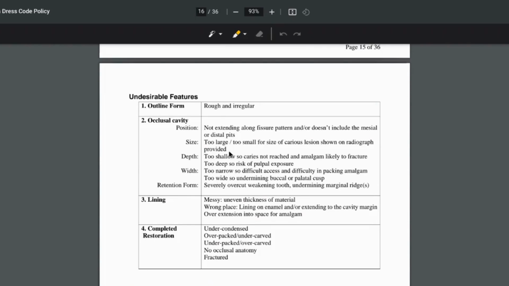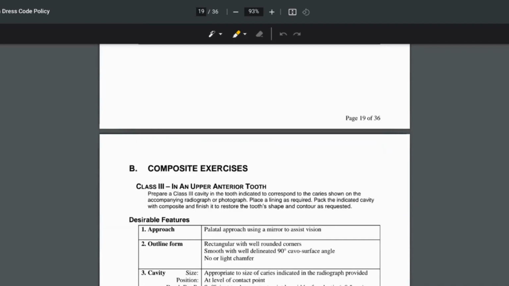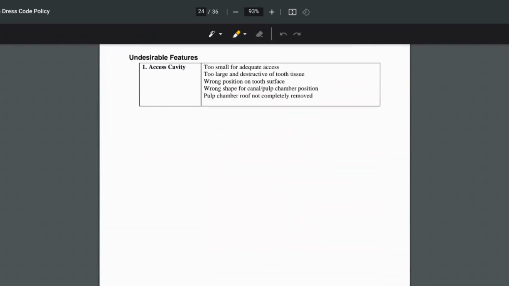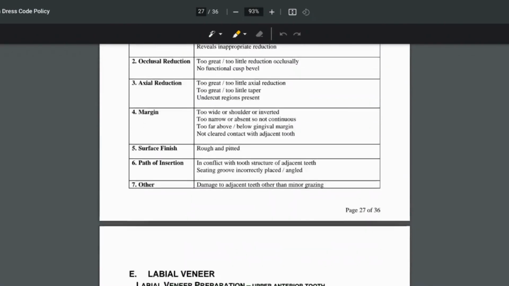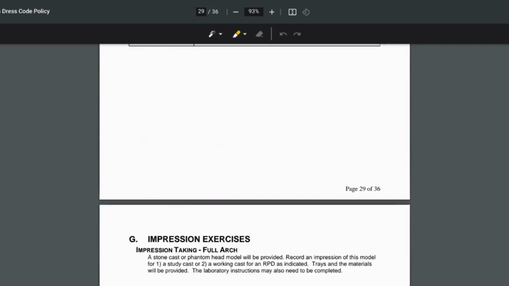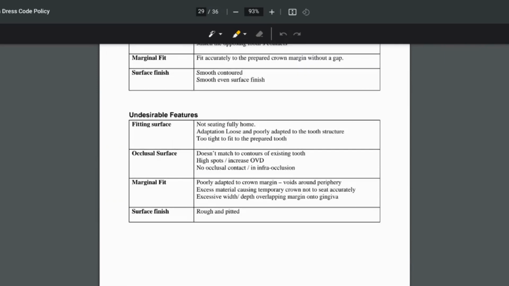They may ask you just to prepare the cavity, or they may ask you to fill it with amalgam as well. And these are the desirable features which you need to achieve and against which you will be marked as exceeds standard or meets standard. These are the undesirable features which will lean you towards below standard. Similarly, these are the exercises which may come, and in which way you'll be told about all this in the exam. So all these steps you need to follow, and by the end, you need to achieve this.